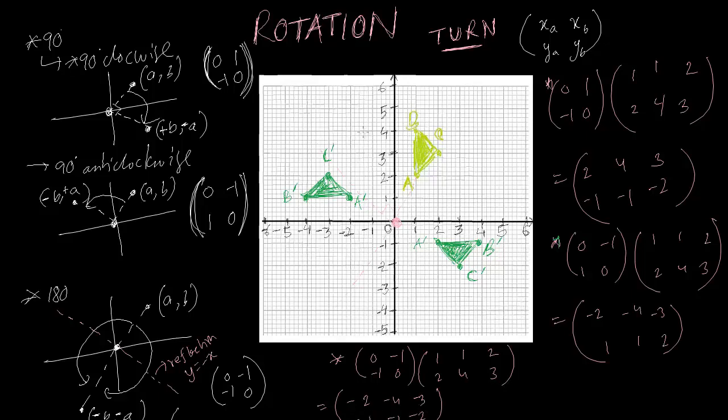So let me put this in the graph. So minus 2, minus 1 is going to be this point. This is our A prime. Then minus 4, minus 1 is going to be this point, which is our B prime. And minus 3, minus 2 is going to be this point, which is C prime.